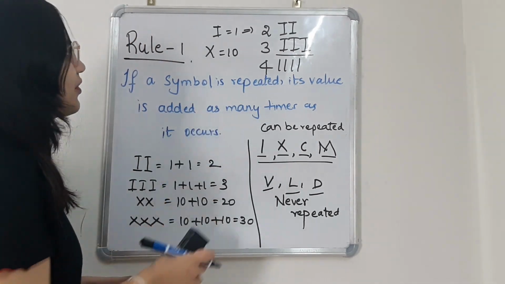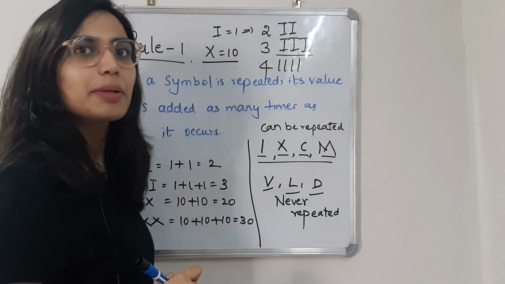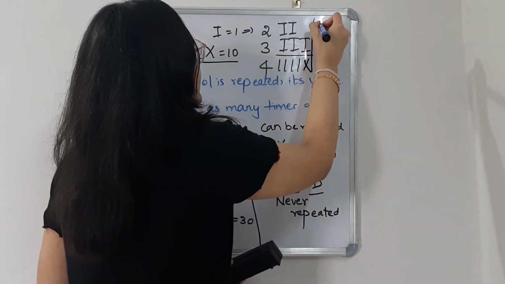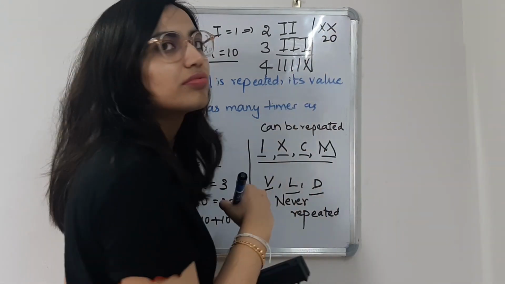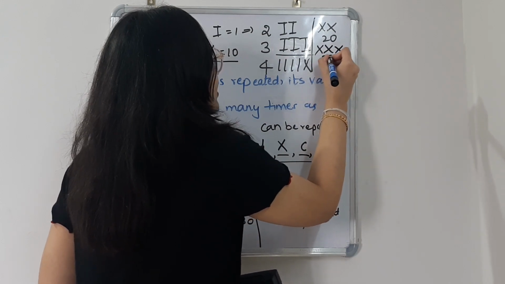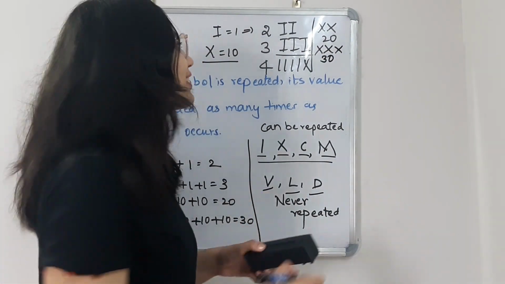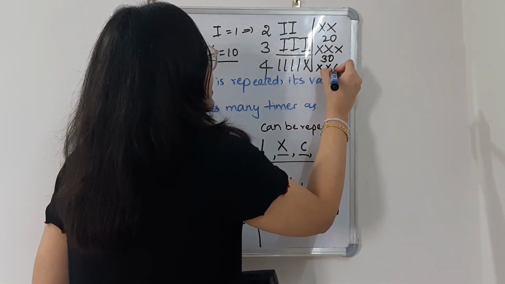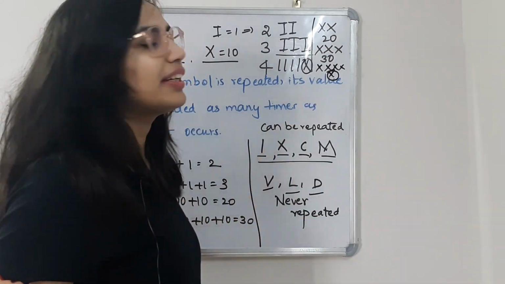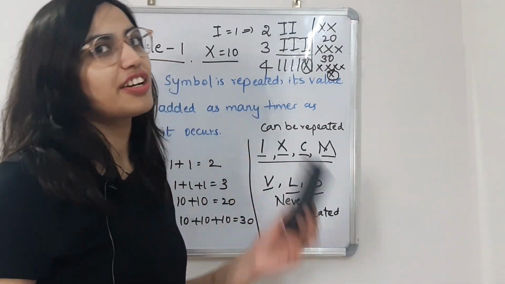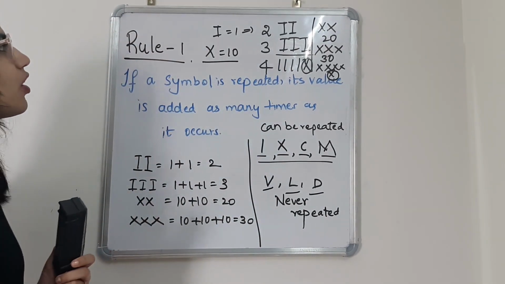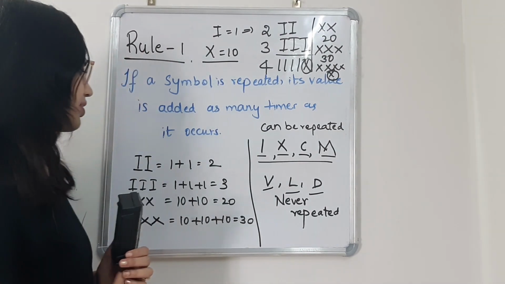Okay, now in the same way as I told you, X can be repeated. So 20 we can write as XX, right? And 30 we can write as XXX. But 40 we cannot write as XXXX, that is wrong. Okay, 40, there is another rule using which we can write and denote 40. So this is the first rule of writing Roman numerals.